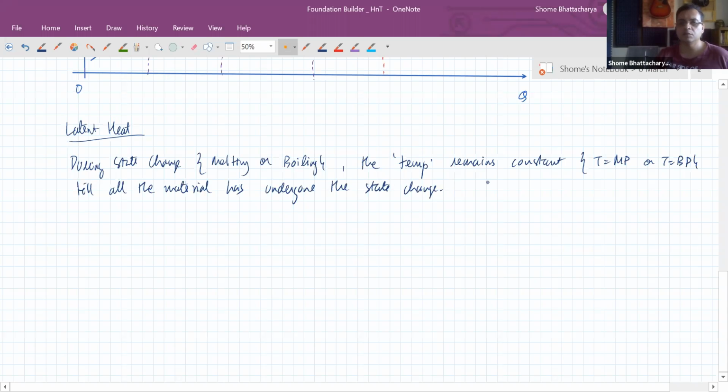So, for example, if you have a certain mass of ice and it's reached 0 degrees C, now at 0 degrees C, when you supply the heat, first all the ice has to melt, and only the temperature will increase from 0 degrees C after all the ice has melted into water. It will not happen that part of the ice has melted into water and the temperature starts increasing. Until the melting process is 100% complete and you have no ice left, you have only water. Until that time, the temperature will remain constant at 0 degrees C. That is what we mean by saying that the temperature remains constant till the material has undergone the state change completely.